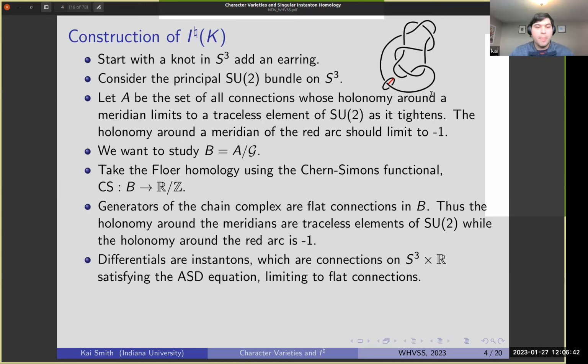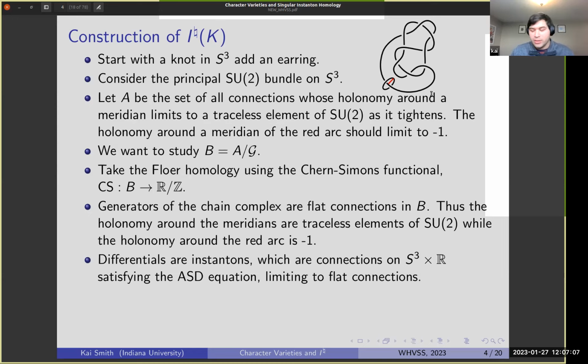So those are the generators, and the differentials are given by instantons, which are connections in S3 cross R, satisfying something called the anti-self-dual equation, limiting to flat connections on either end of the R factor. And so with these generators and differentials, you can take the homology, and that gives you the singular instanton homology.